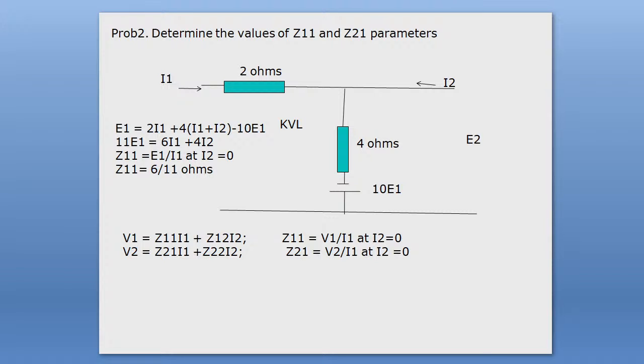Then to calculate the Z21 value, we will consider the right hand side, port 2, because it is associated with E2. You solve it yourself. How do you calculate the value of Z21? Now you consider KVL for this loop.